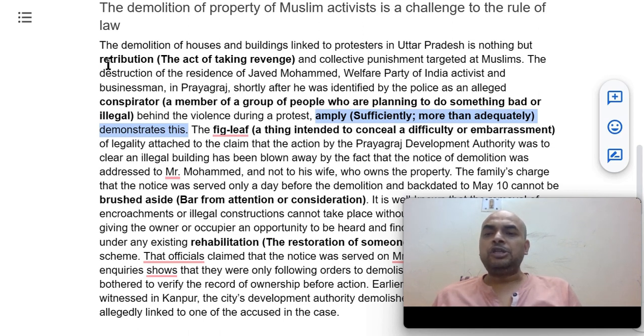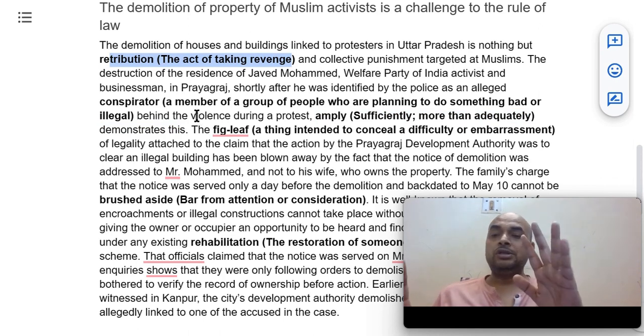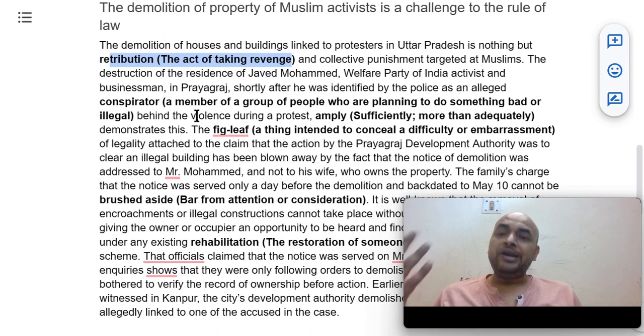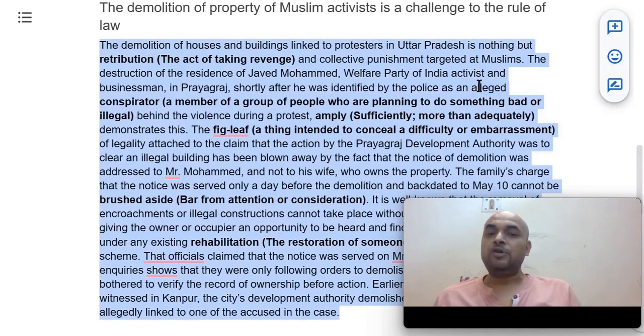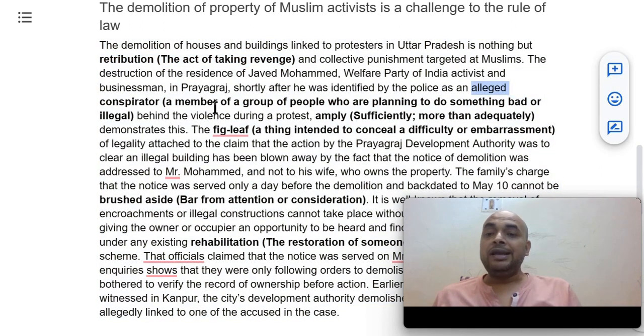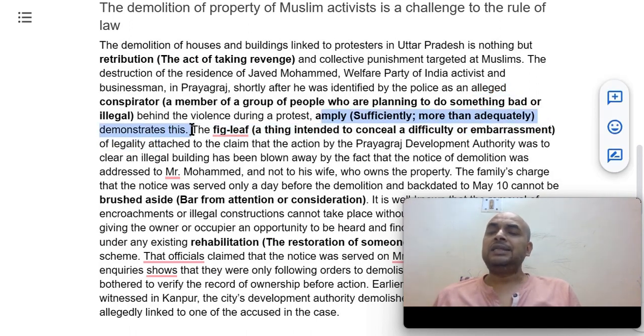So the retribution part, that is what it is talking about over here. That a businessman whose involvement in violence has not been proved yet, it's only been alleged. It's not proven yet. And if his house is taken down, then it simply demonstrates that this demolition is an act of retribution, an act of taking revenge. Okay, समझ में आ गया ये बात?